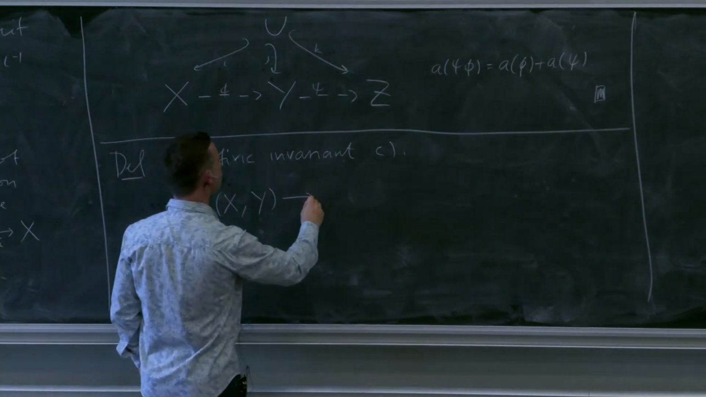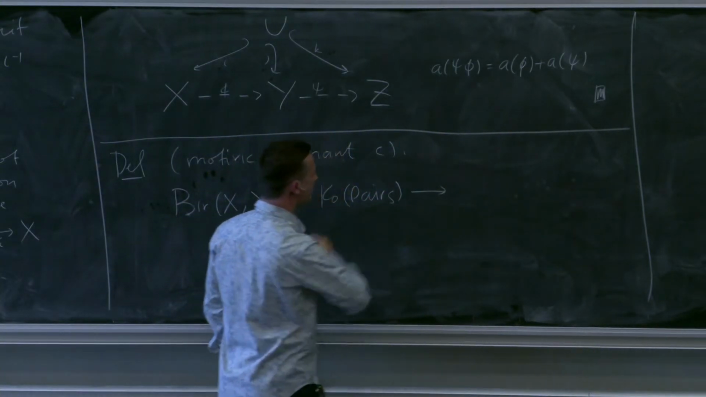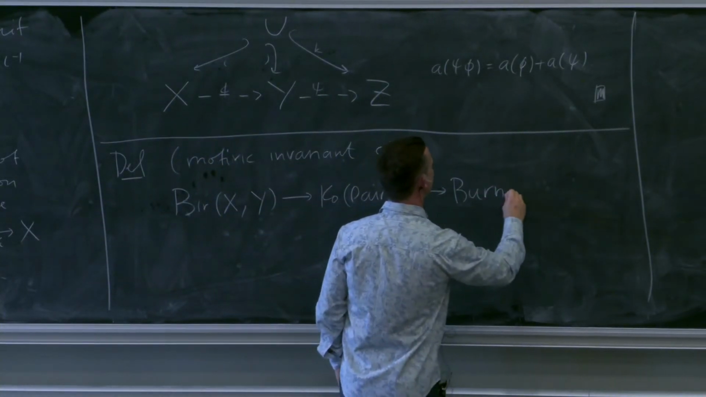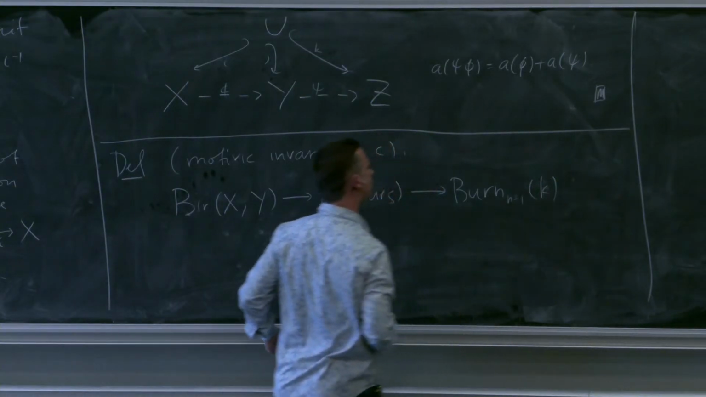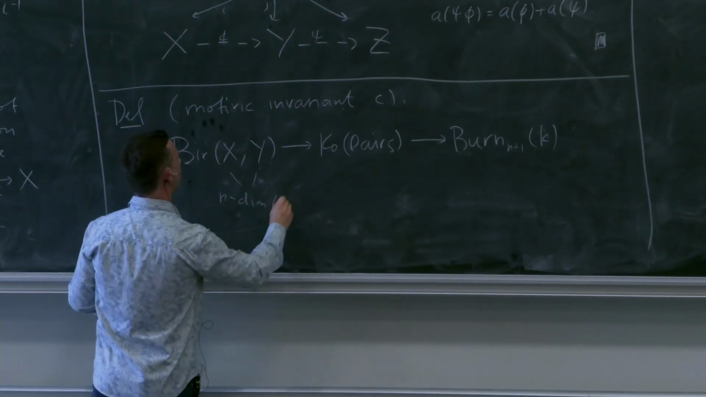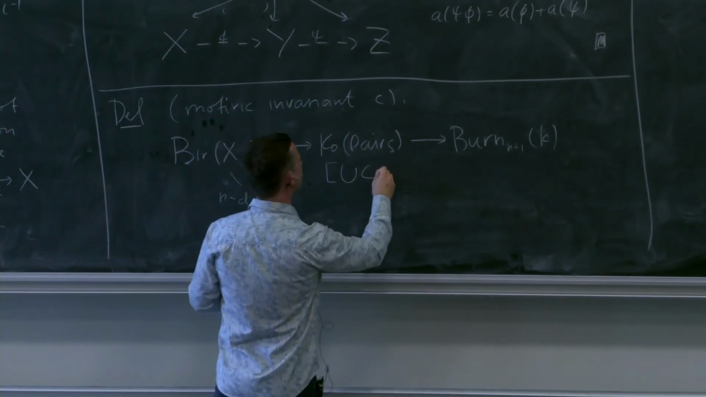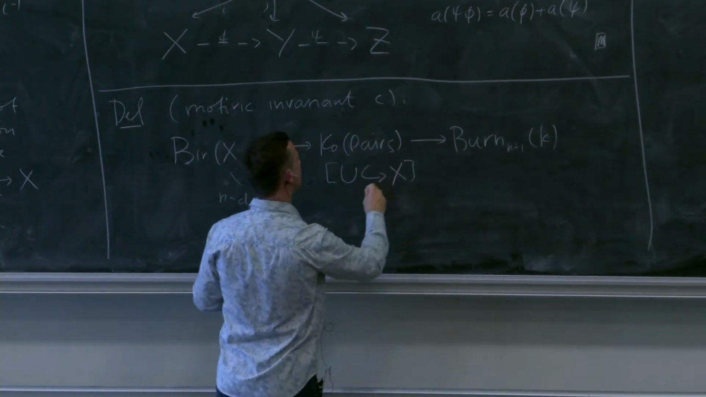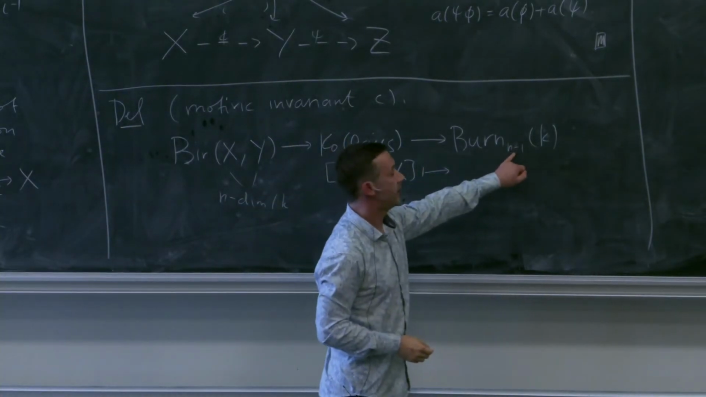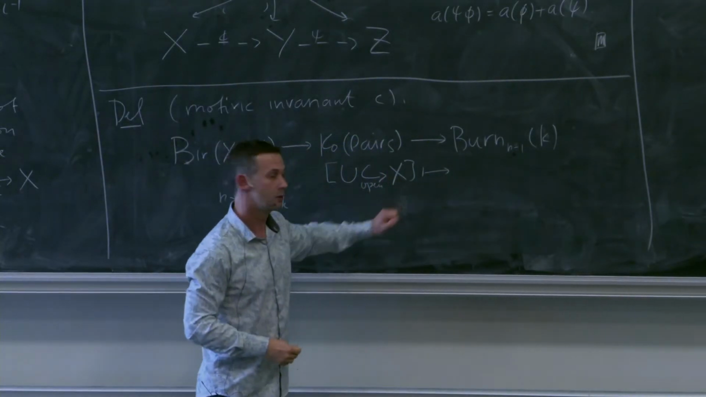You go from X to Y into this K0 of pairs, and then I want to forget something. I want to forget information I don't care about at the moment. I'll go to Burnside of n-1 dimensional varieties, where these guys have dimension n. And so I need to tell you where I send a generator here. This is an open embedding. I need to tell you how I make an n-1 dimensional subset, but it's clear how I make it. I take a complement, right?